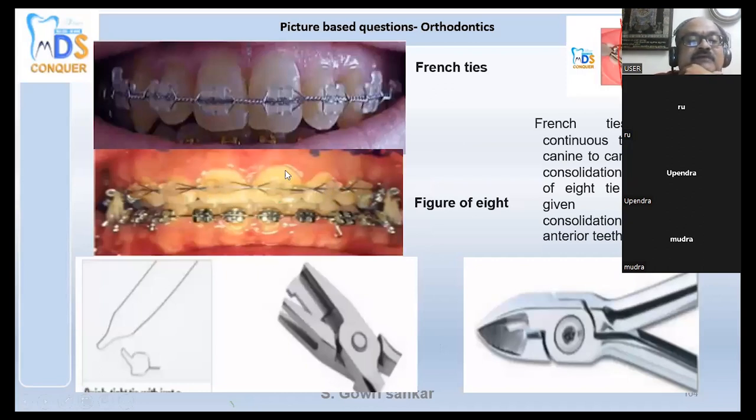If you can see these styles, this is the figure of 8 type. It is called figure of 8, which means it looks like 8. In between the figure of 8 pipe, the wire is twisted. It is called the French type. French type it is called if it is twisted.